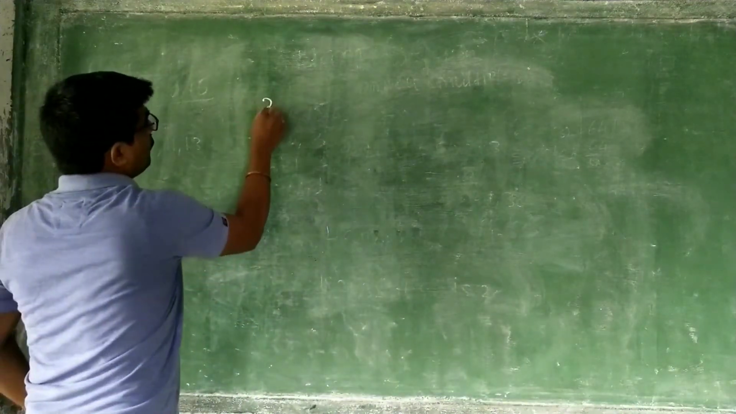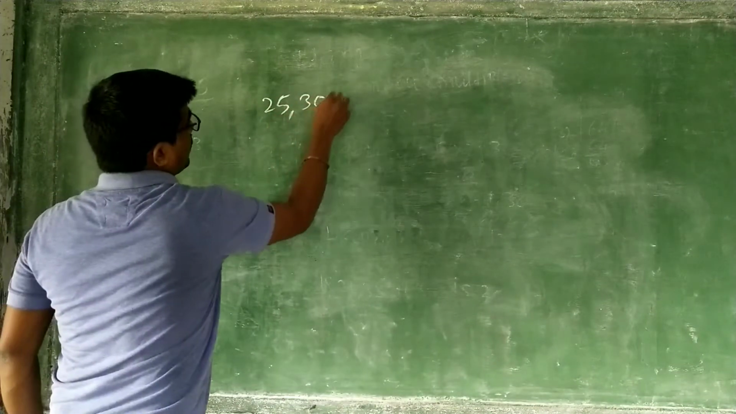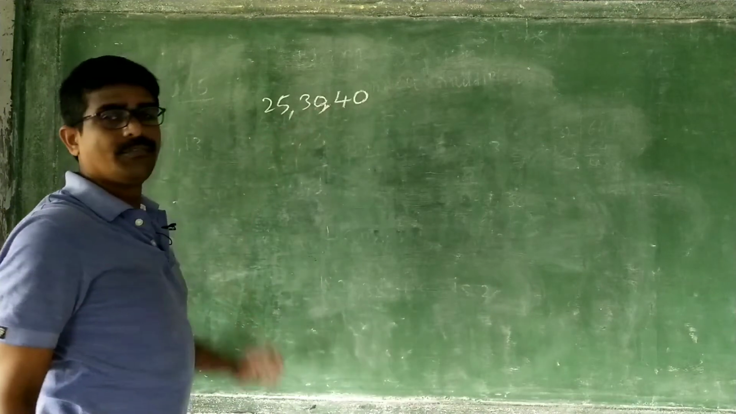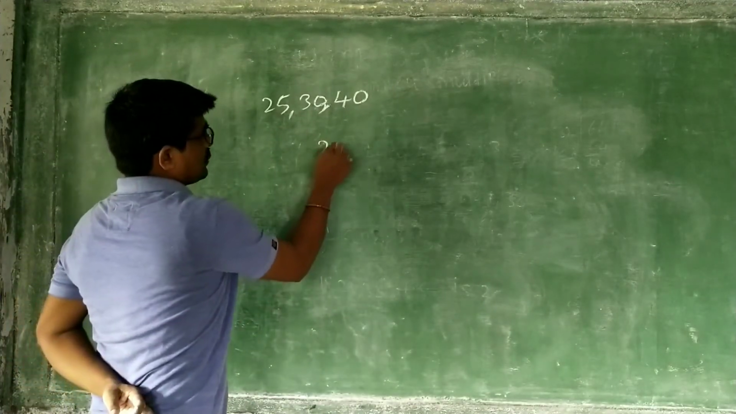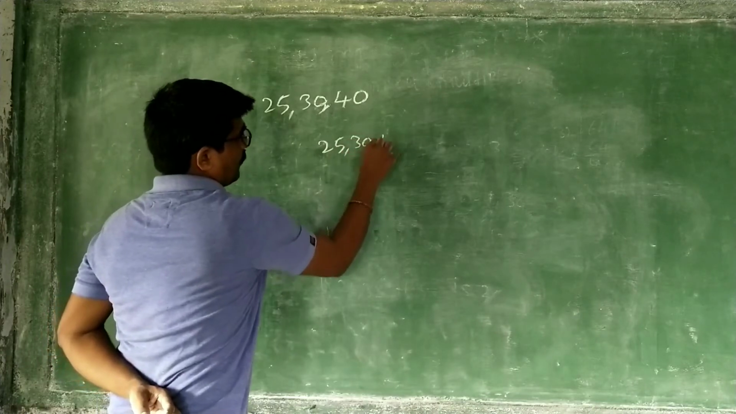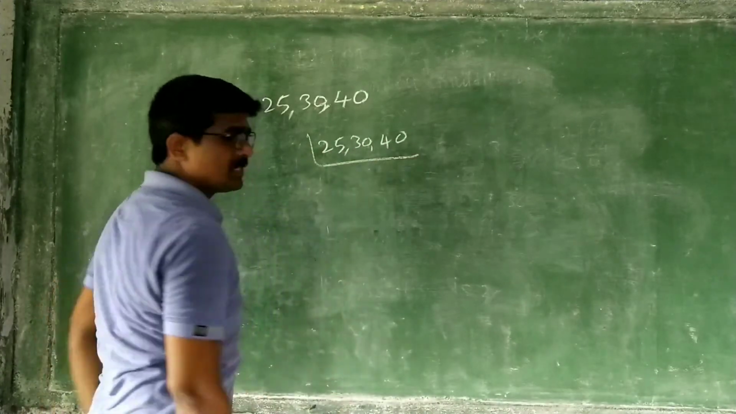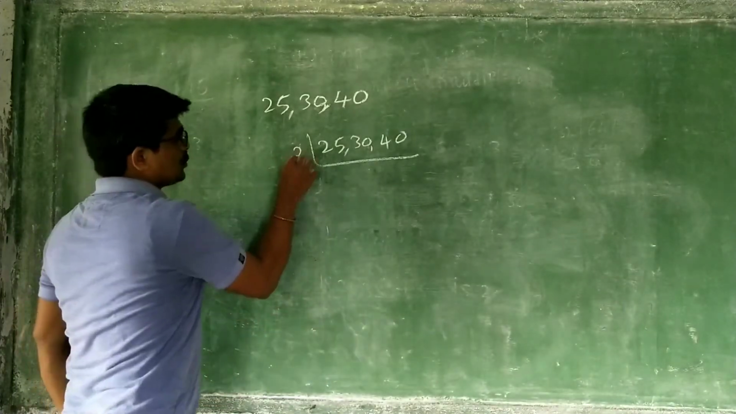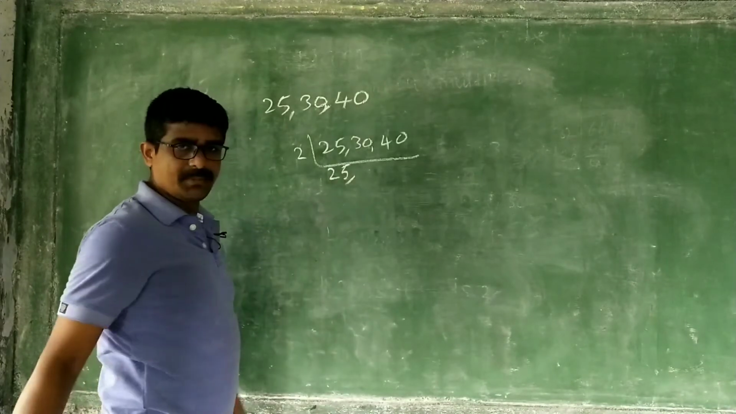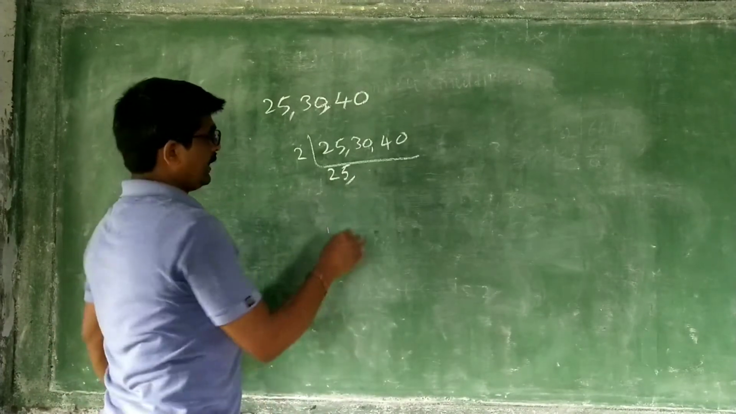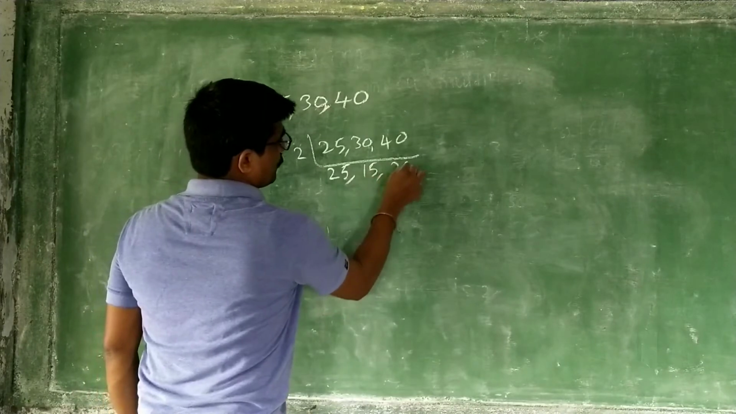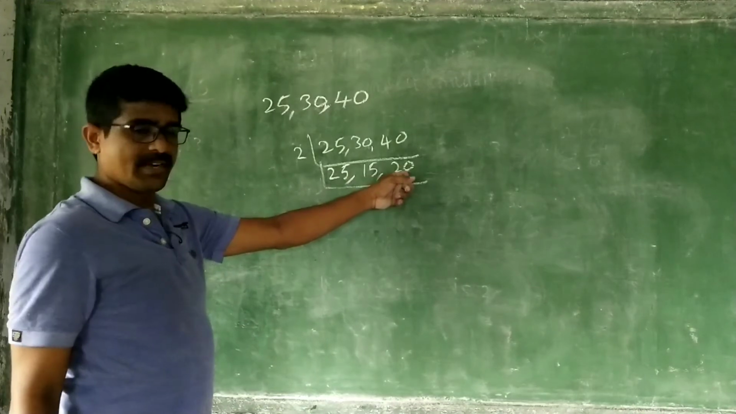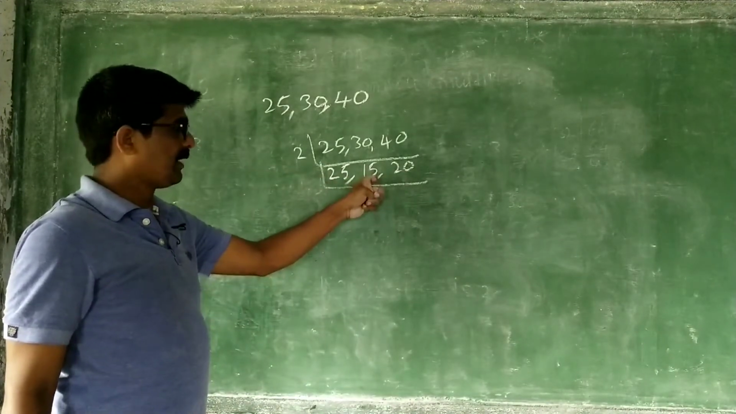Find the LCM of 25, 30 and 40. First you have to take 25, 30, 40. First I am taking 2, the one prime number. 2 divides two of these, that's enough. 25 is not in the 2 table, so as it is you have to write 25. Next 2 15s are 30, 2 20s are 40. Next 2 does not divide any of these, and 3 also divides only 15, not the others.